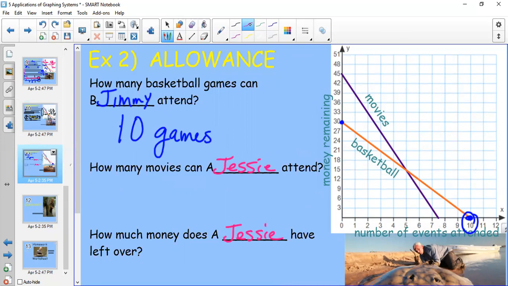All right, let's go to Jessie. How many movies can she watch? So she started off with $45, and when did she run out of money? I don't know, that's like 7 1/3 or 7 1/2. But we can't go to half of a movie, so she would have to stop at 7 movies. She can't go to 8. They won't let you pay for half a movie. So she went to 7 movies. It says, how much money does Jessie have left over when she goes to those 7 movies? Well, let's go over to our money. She would have had $3 left.